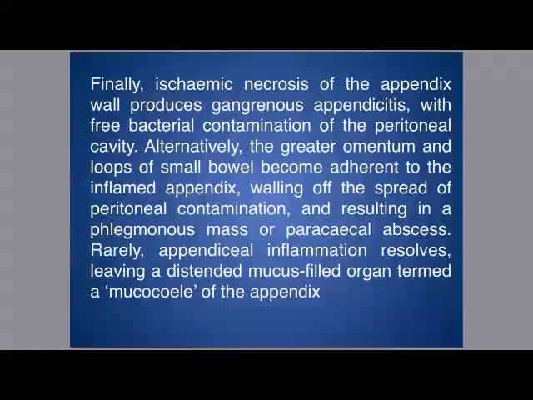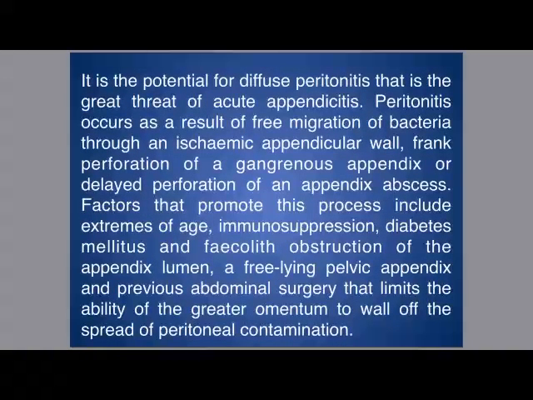Rarely, appendiceal inflammation resolves, leaving a distended mucus-filled organ termed mucocele of the appendix. It is the potential for diffuse peritonitis that is the great threat of acute appendicitis, which carries very high mortality. Peritonitis occurs as a result of free migration of bacteria through the ischemic appendicular wall, or frank perforation of the gangrenous or perforated appendicitis, or perforation of an already existing appendix abscess.